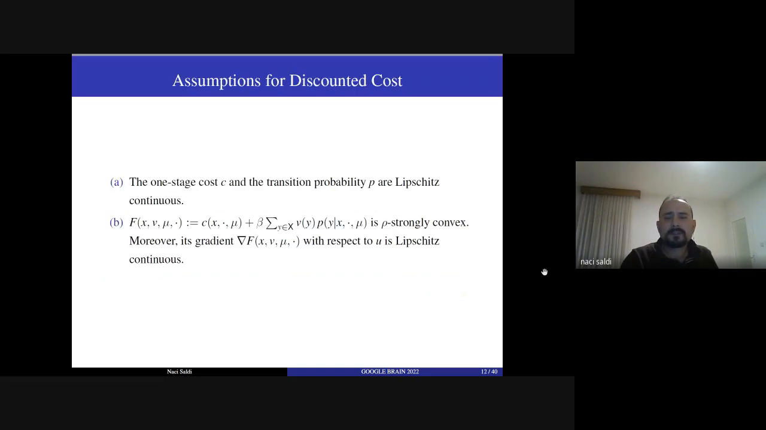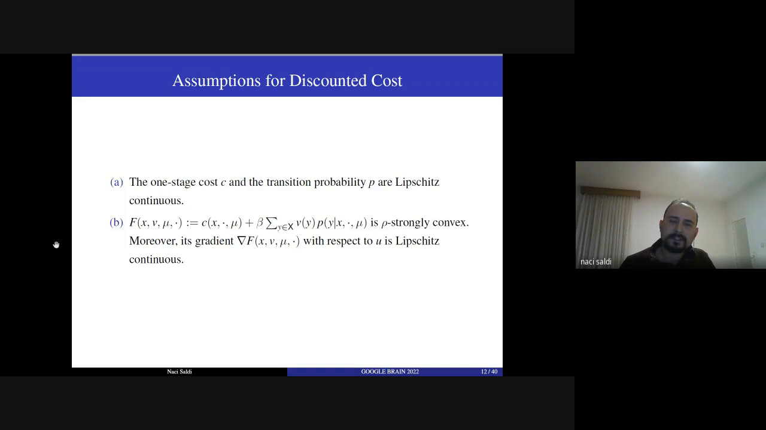And here are the assumptions for discounted costs. First of all, we are assuming that the one stage cost and the transition probability are Lipschitz continuous. Remember, they are functions of state, action and mean field terms, so I'm assuming that these functions are Lipschitz with respect to their inputs. The second assumption is important. Given any state x, function v, and mean field term mu, this capital F is a function of actions, defined like that. And I'm assuming that for any x, v, and mu, this function is rho strongly convex.